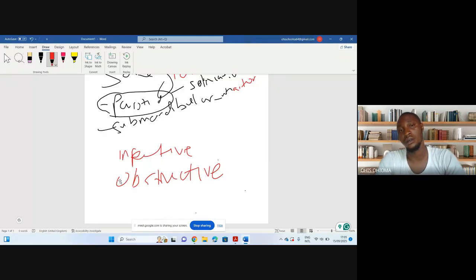And then, that's basically what we have for the infective causes. The obstructive causes are the stones that I mentioned. The infective causes are the ciliary adenitis. And then you can have tumors.